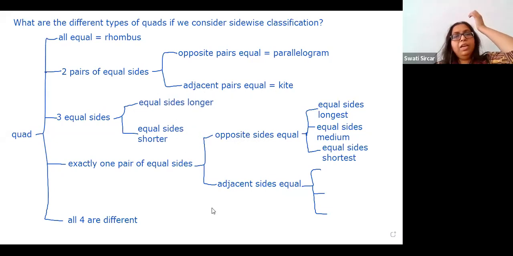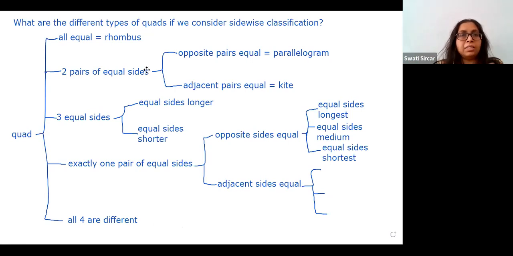Okay, now we are almost done. The only other thing remaining is if you have 4 different sides, you can combine them in different ways, right? For example, the 2 longer sides can be opposite or they can be adjacent.